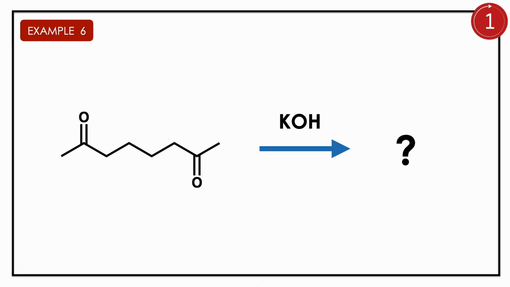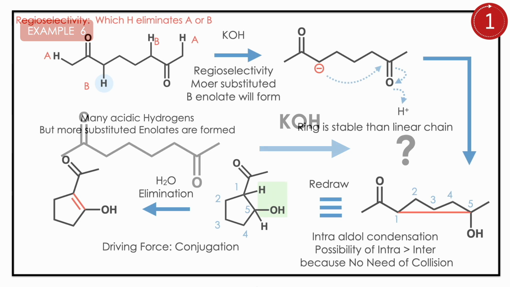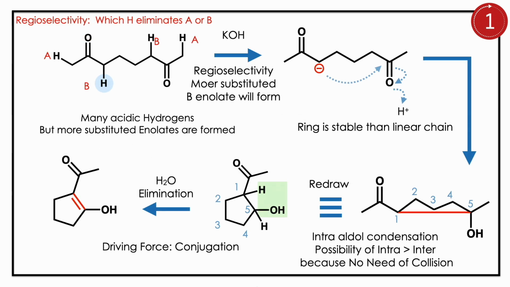Then the next example, you have a linear compound with two ketones inside. You are using basic condition. You should find what will be the final product. If you redraw the compound, you might see the possibility of aldol reaction because many alpha hydrogens are there. So which will be removed? Here two sets are there, A and B. But B elimination is feasible because it will form only the perfect ring size.